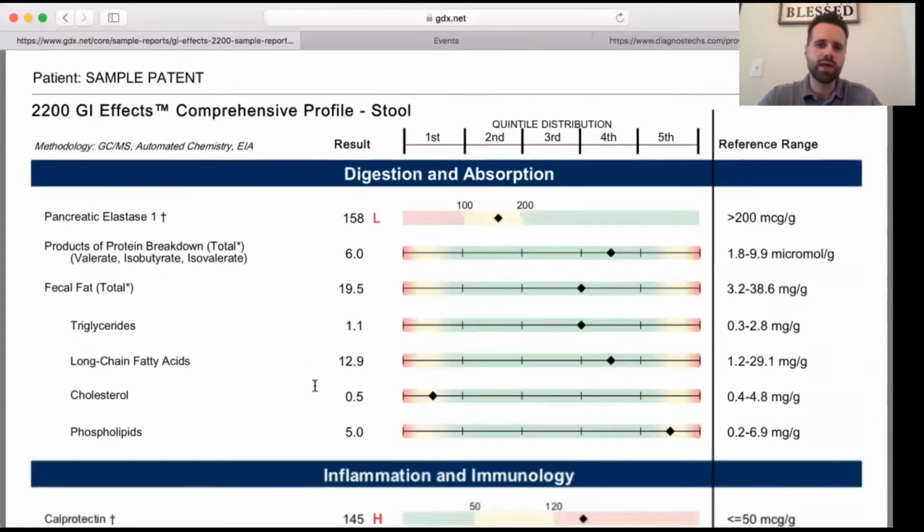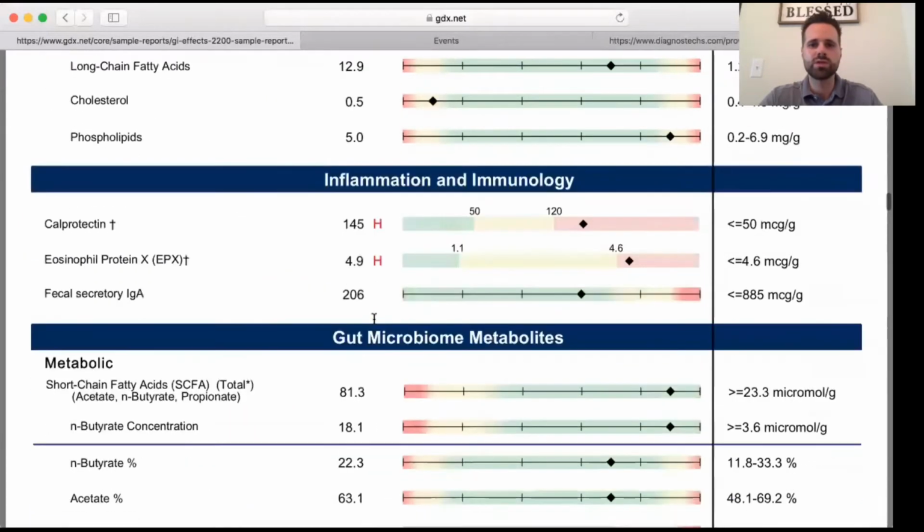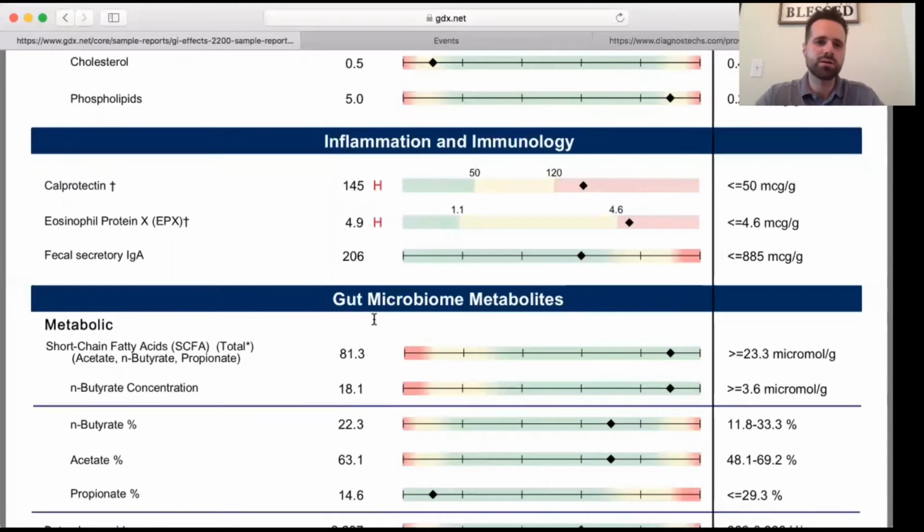And in this whole category, we see that the pancreatic elastase is low. So we see the patient's result here, they're at 158, and we see with the reference range, ideally we would be over 200. So they're in this yellow range, it's a little bit low, we would want to buff that up. As we come down to inflammation and immunology, as we saw earlier, the calprotectin and the eosinophil protein X were high, that's inflammation markers. So that's in the red zone here.